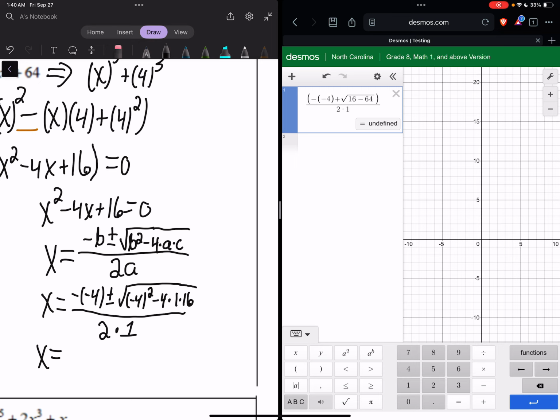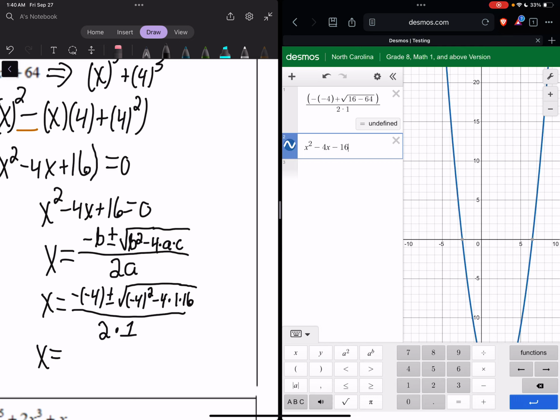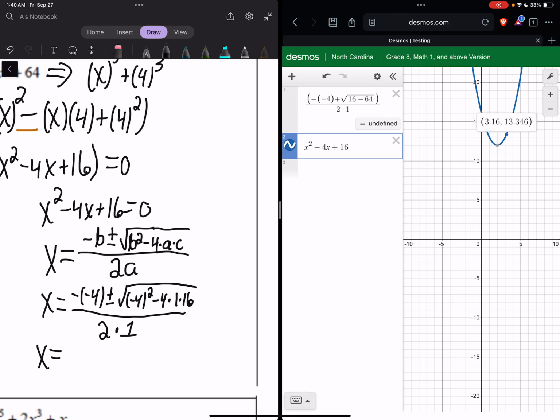Alright, I have an undefined. The question is, why do I have undefined? Well, let's just type in the equation from the beginning. If I type in x squared minus 4x plus 16, might have I put in the right symbol, I have this graph. It is not touching my x-axis. Okay?